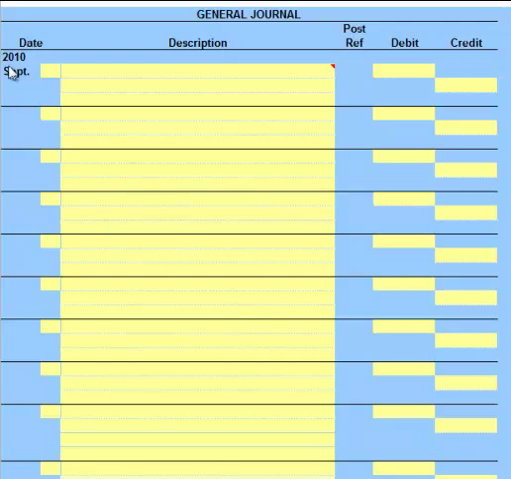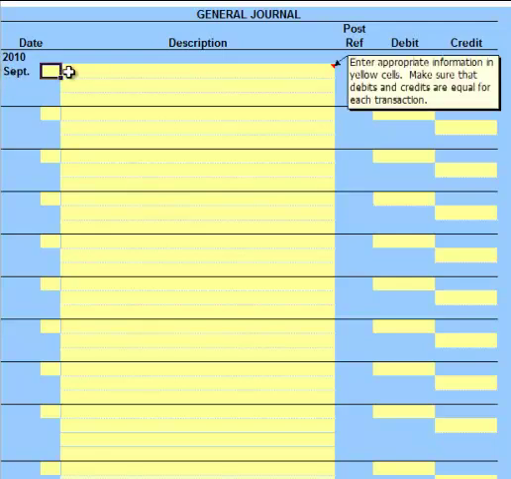So the first thing we would do is put in the date, and we always put the year first. Since this one came with 2010, we're going to go with it. And this particular spreadsheet came with September as the month, and we're going to go with that as well, even though it's really November. And then you'll type in the date.